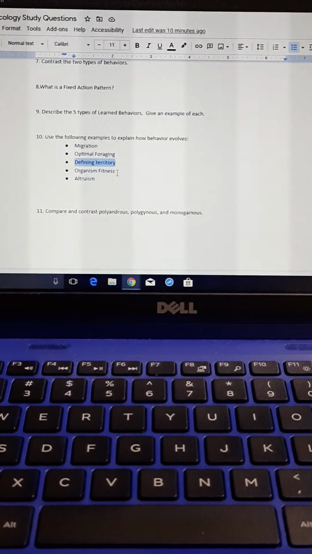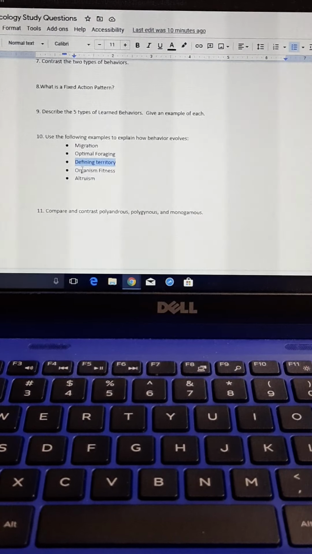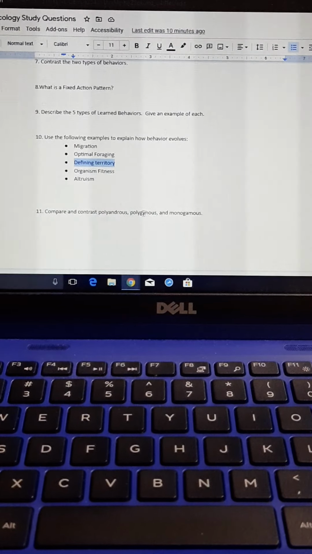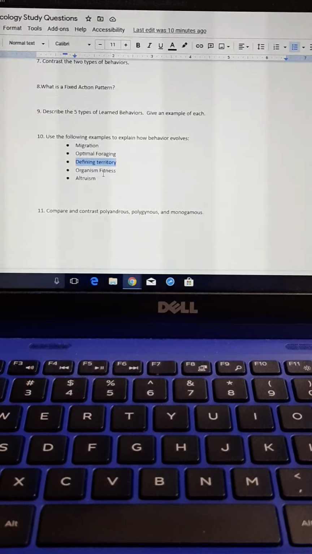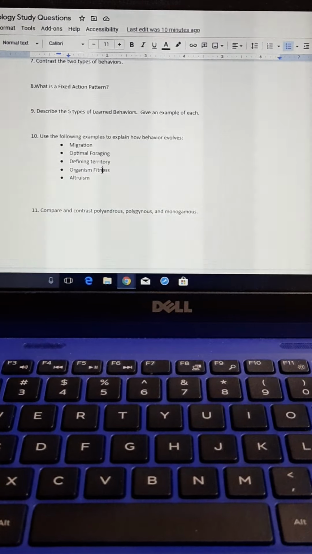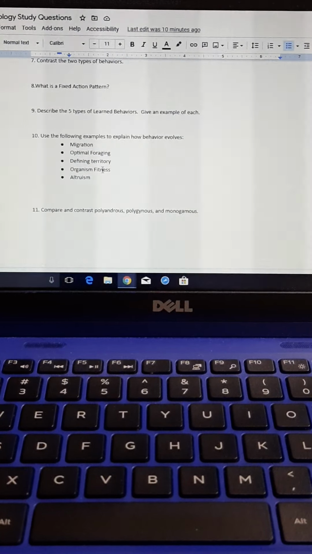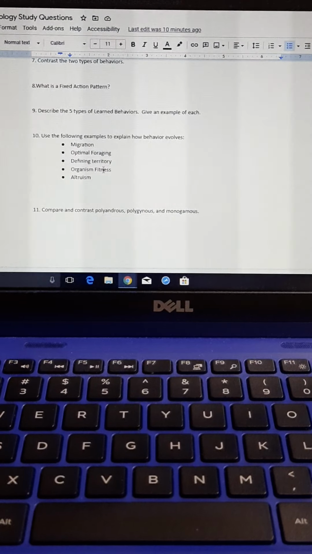Organism fitness. We have sexual dimorphism, where there's those 3 types here: polyandrous, polygamous, and monogamous. So there's sexual dimorphism, where the females differ from the males, and then there's also things like intersexual, where it's the female's choice, and intrasexual, where the 2 males would compete for the female.